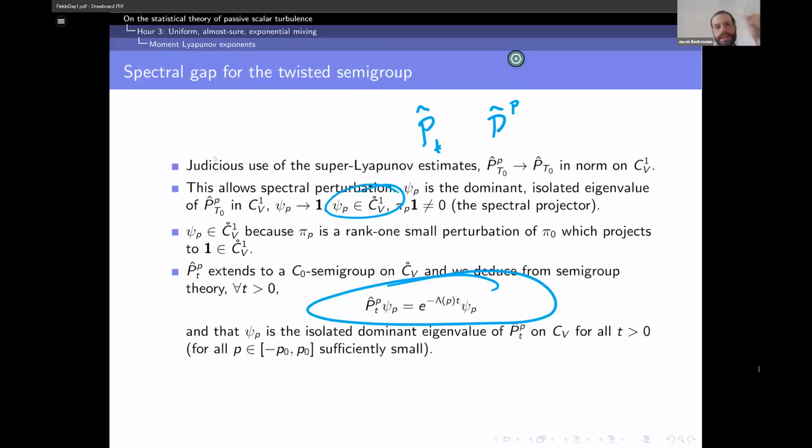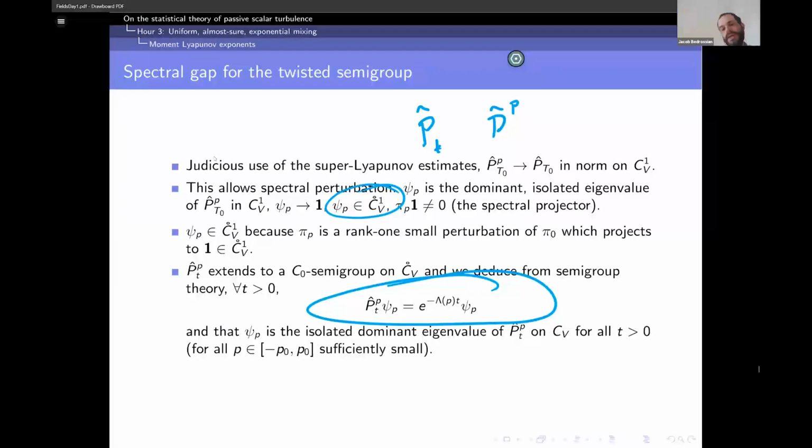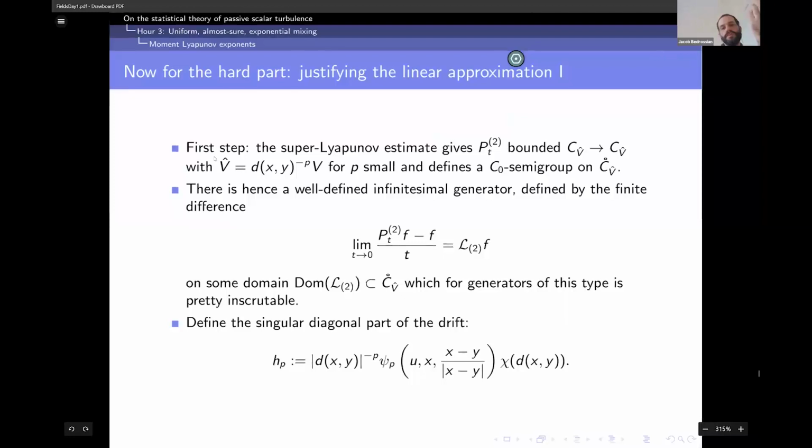But we're still not done, because in some sense, and I'd say it's actually the hard part, the part that took us the longest to figure out how to do: once you have psi p, how do you actually prove that you have a drift condition? Because psi p and stuff was designed to match this semigroup, not the actual semigroup of the 2-point motion.